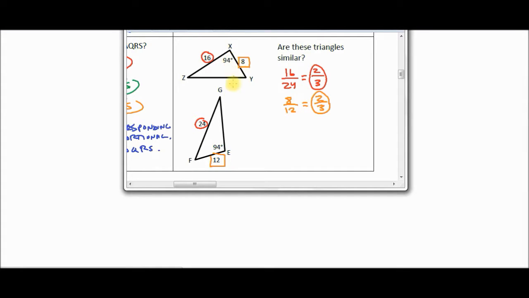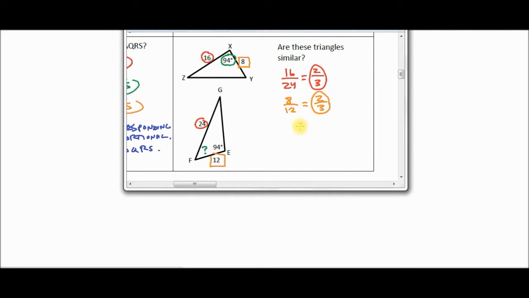Now, you might look at this and go, okay, 94 is good, 94 is good, boom, similar triangles, but take a look. This is the included angle of the first triangle, but 94 is not the included angle of the second triangle. Angle F would be the included angle. So even if we have two sides that are proportional and two angles that are congruent, if it's not the included angle, you cannot prove similarity.